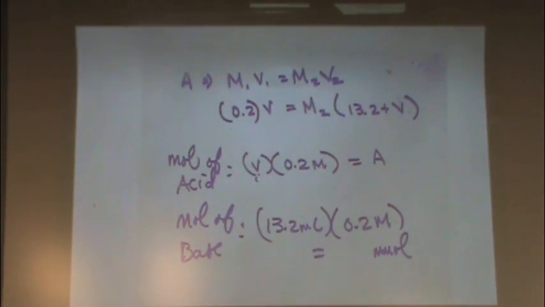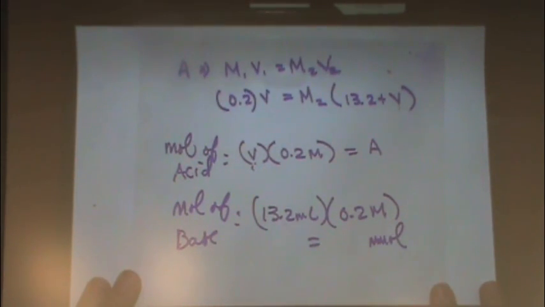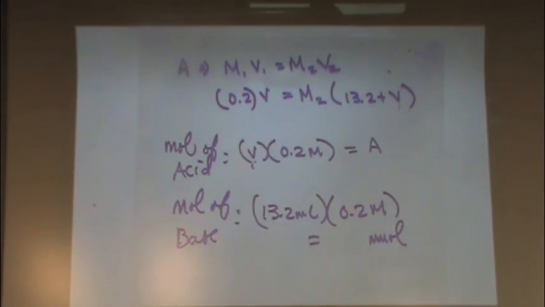Yes? Why does it end up being the same? Because the final volume will be the same when you put them together. So it's moles over the final volume divided by moles over the final volume. Those will cancel out.